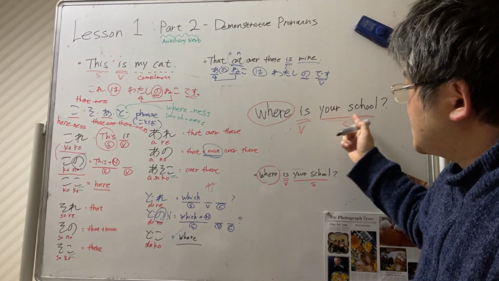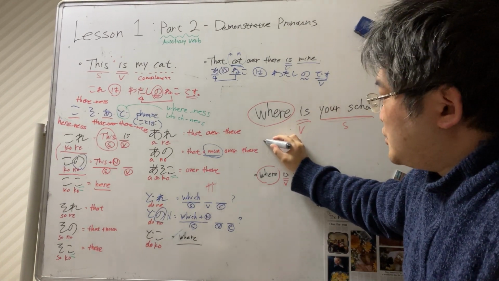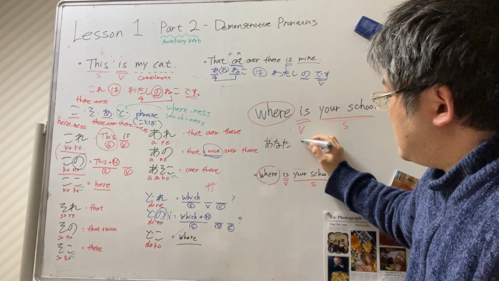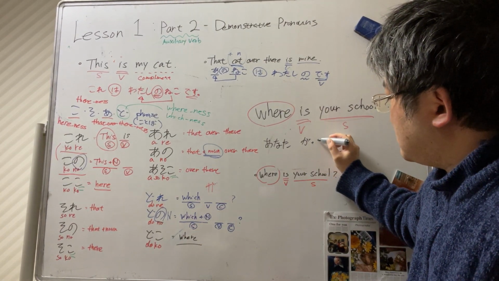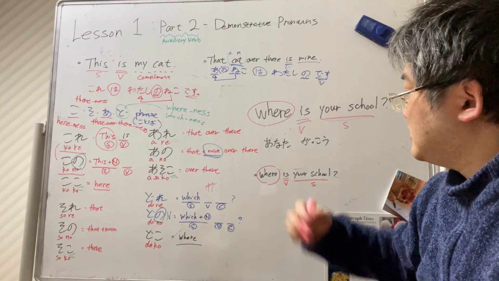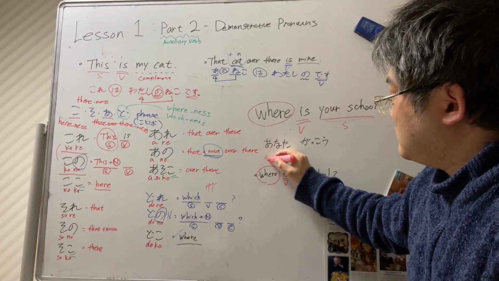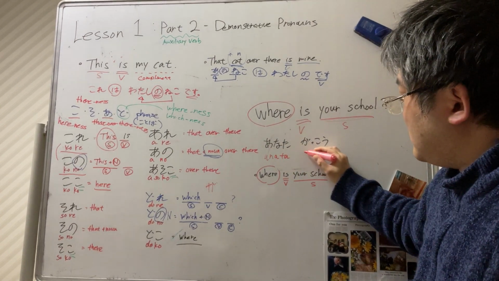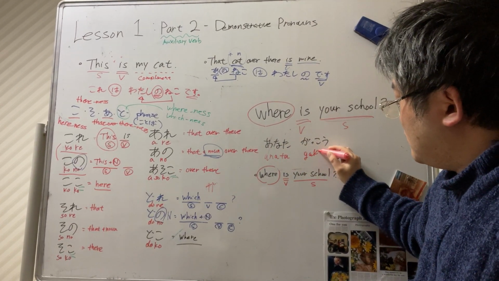So starting from the subject, the subject is "your school," right? "You" is anata, and "school" is gakkou. And here I write the phonetics: anata and gakkou.